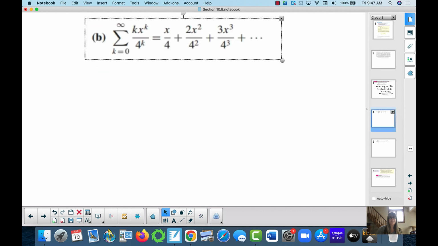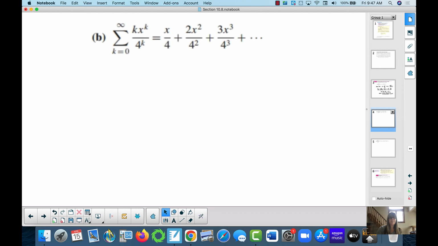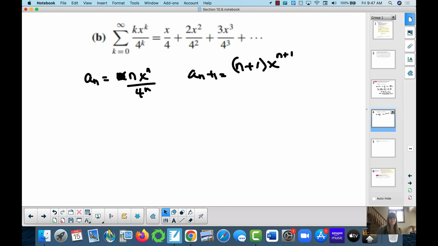In this example, a sub n is n x to the n over 4 to the n, and a sub n plus 1 is n plus 1 x to the n plus 1 over 4 to the n plus 1.